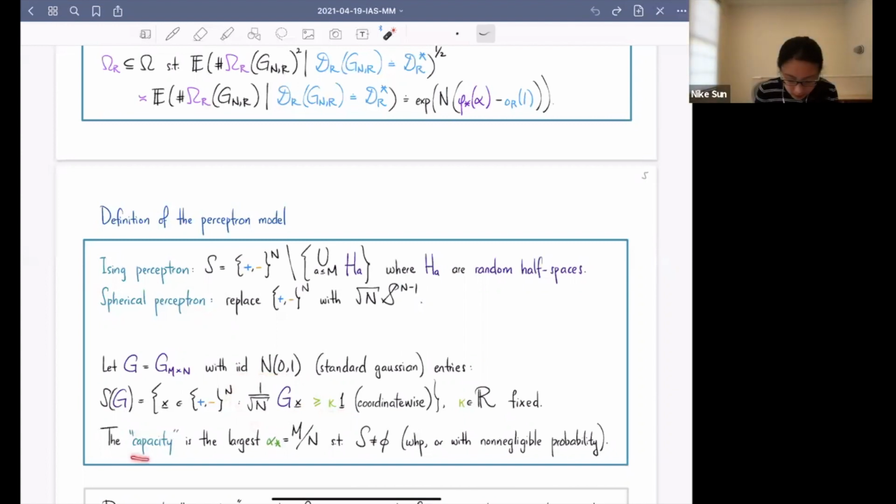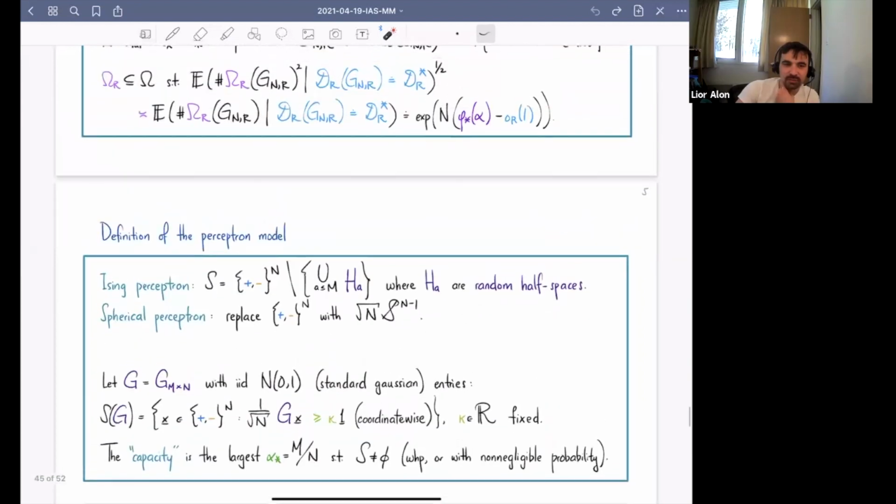And then finally, the capacity of this model is the largest alpha such that the resulting set will be non-empty, either with high probability or with non-negligible probability. It's believed to have a sharp threshold in this model as well. So this is the model.